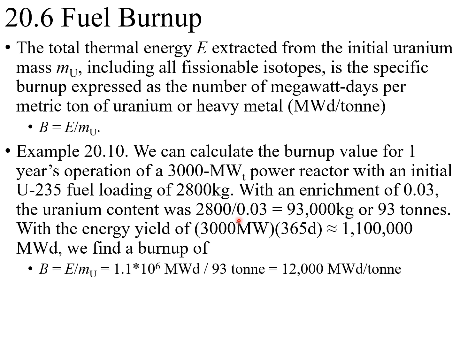The total heat produced within a year is 3000 megawatt thermal times 365 days within a year. So the result will automatically be in megawatt day. Then by definition, if we discharge this fuel after 1 year, then the burn-up is equal to the total heat produced in megawatt day, so that is 1.1 million megawatt day, over 93 metric tons. So we get 12,000 megawatt day per metric ton. This will conclude chapter 20.